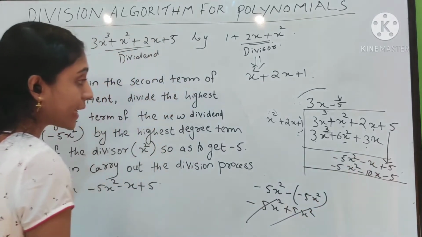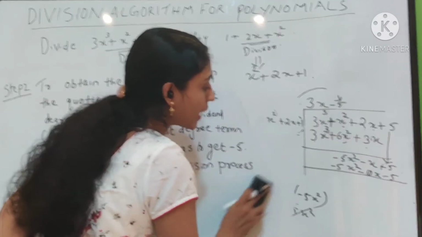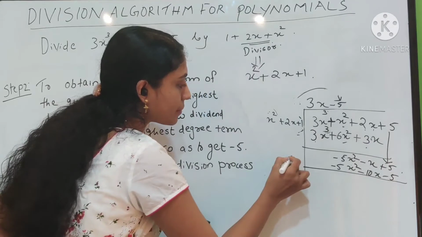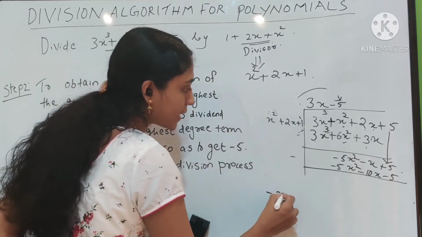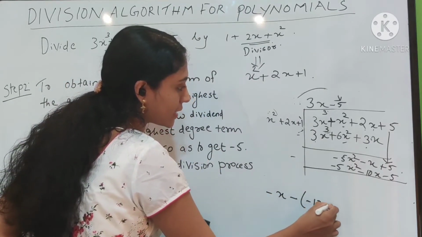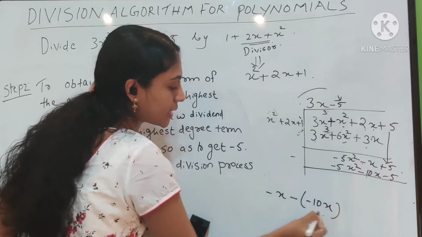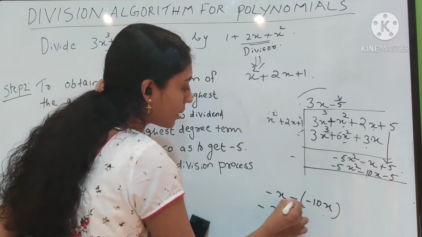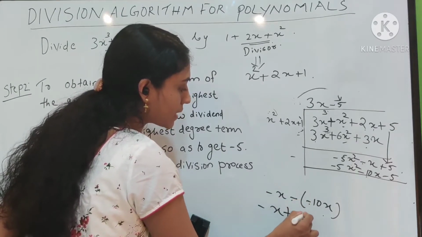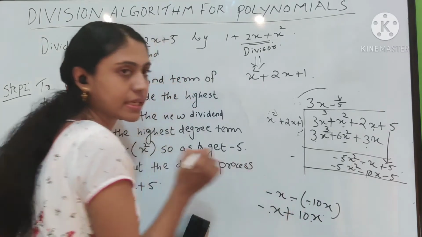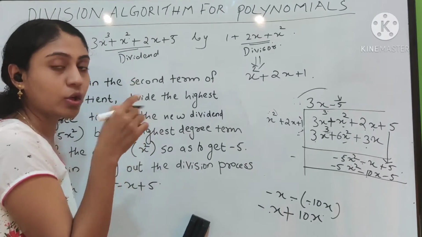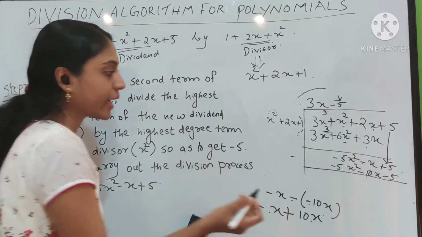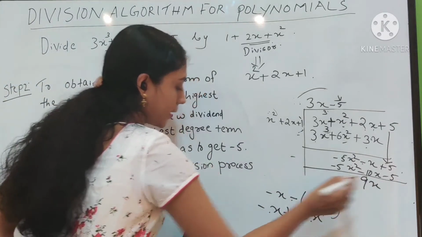Next, x term, that is minus x minus of minus 10x, because we are subtracting this, right? Minus x is here, minus 10x is here. We are subtracting these two terms. So we will get minus x, minus minus becomes plus 10x. Minus x plus 10x, minus 1 plus 10 or 10 minus 1, what is the answer? 9x. So write 9x here.